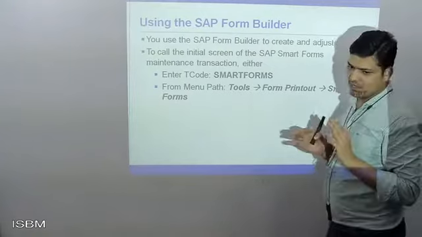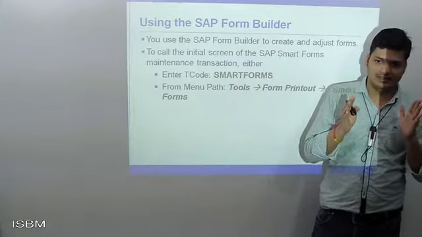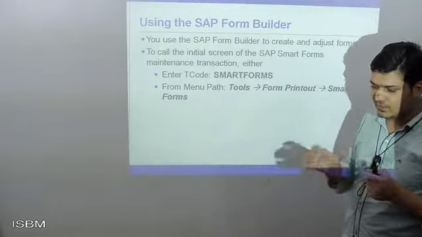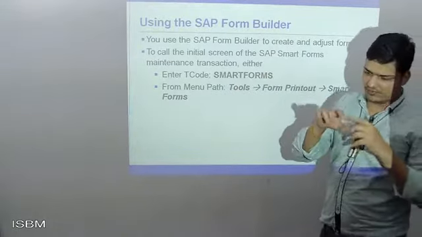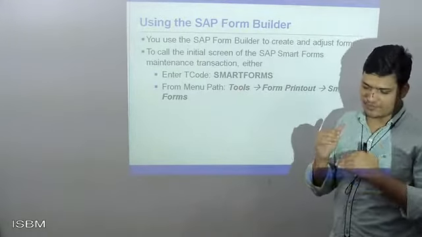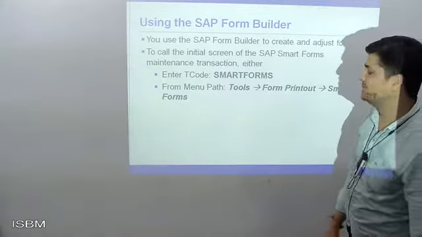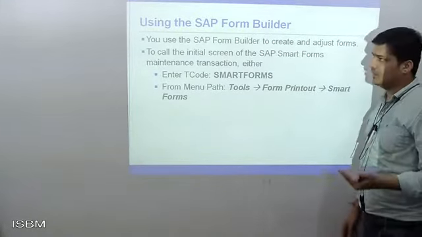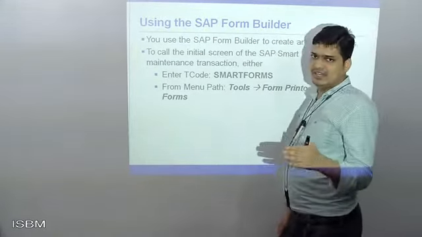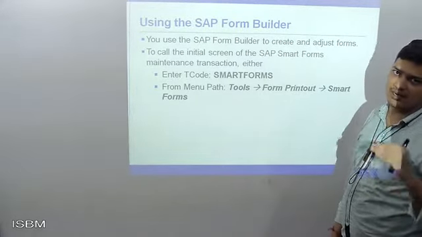Sometimes while you are creating a smart form invoice, there is a difference in the alignment in the design. Your table may be shifted to the right, left, up or down, overlapping with something else. At that time, we will go into the form builder, check where exactly we are getting the issue, and adjust our table accordingly.